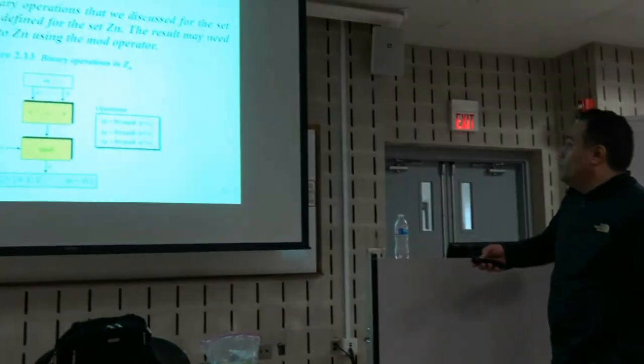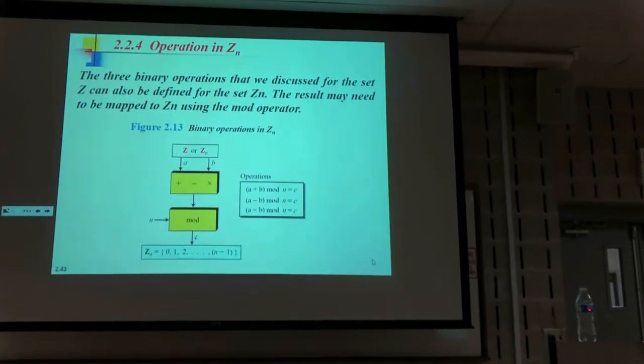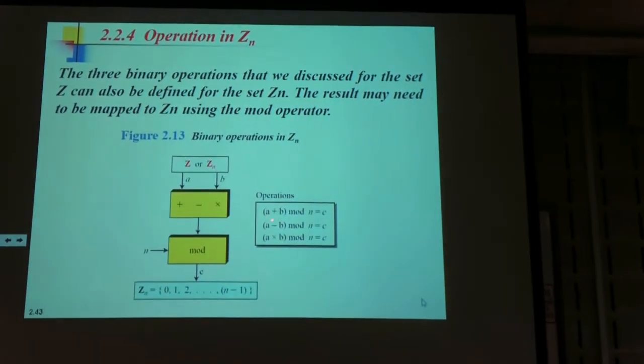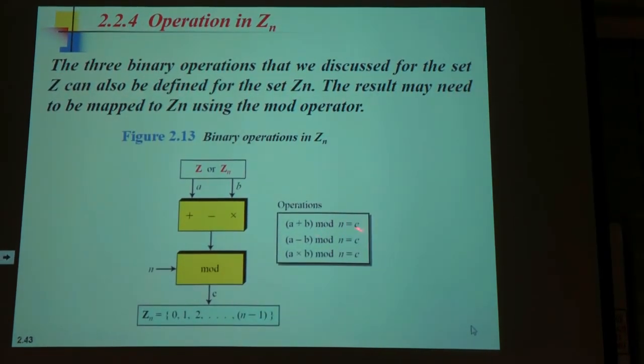So for example, a plus b mod n equals a mod n plus b mod n, which will give you c. The point is that when you do an operation in Z or Zn, it will give you a set, again the set Zn. So we're doing operations now not on Z, but on the modulus.